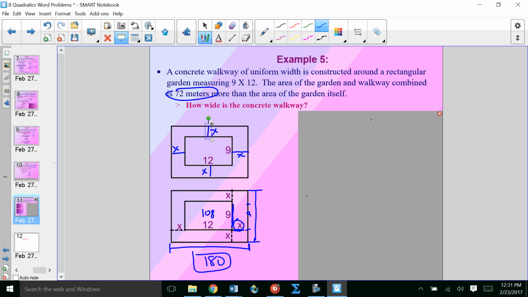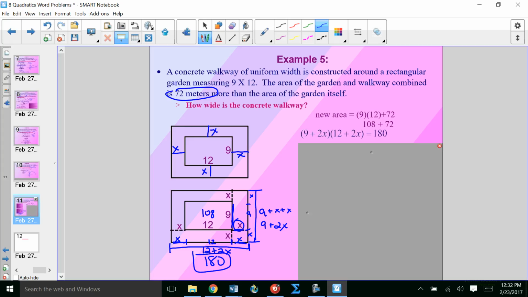To write the expression for the big width, we can't forget about the walkway's width of X on both sides here. So this is really 9 plus an X, or distance of X's, which is 2X's, so 9 plus 2X there. On the length, we've got from here to here, we know that length is 12. And then to finish out the big length, we've got distances of X on both sides of 12, so 12 plus 2X for the length.